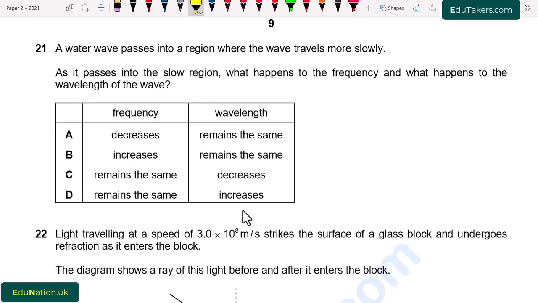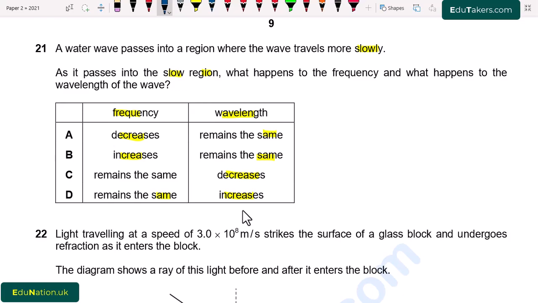Question number 21. A water wave passes into a region where the wave travels very slowly. As it passes into the slow region, what happens to the frequency and what happens to the wavelength of the wave? Option A, decreases, remains the same. B, increases and remains the same. C, remains the same, decreases. D, remains the same, increases.